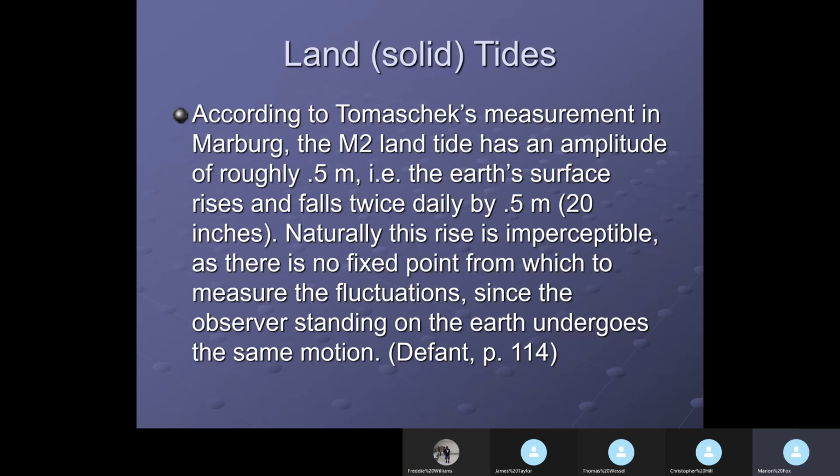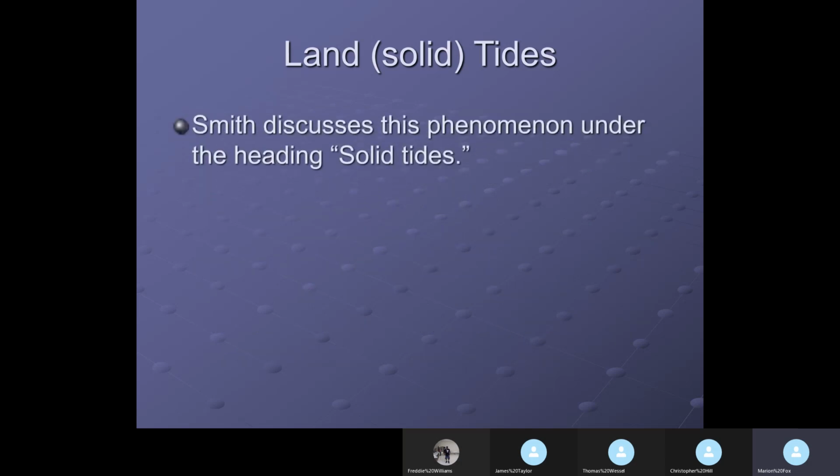Naturally, this rise is imperceptible as there is no fixed point from which to measure the fluctuation, since the observer stands on the Earth and undergoes the same motion. So an observer would rise with it, and he wouldn't see any motion, but it is there, and it can be measured with satellites and other things. So right here we see there is a land tide. This is a land tide, and it's also called a solid tide.